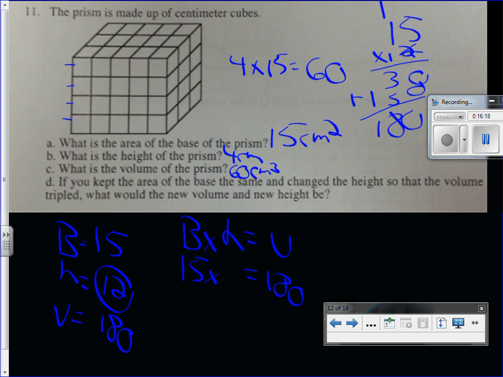So everyone see how I did that? I'm going to have you highlight these things on the test so you know exactly what you're looking for. But please make sure when it says, so your volume tripled, what will your new height be? It's kind of like basic algebra.